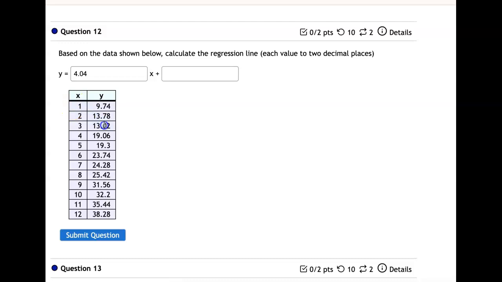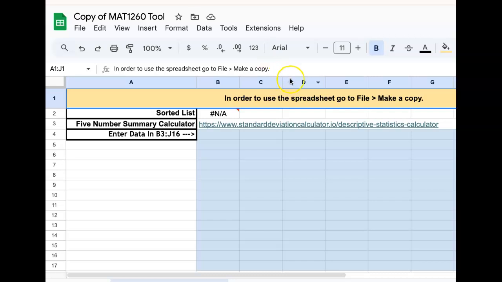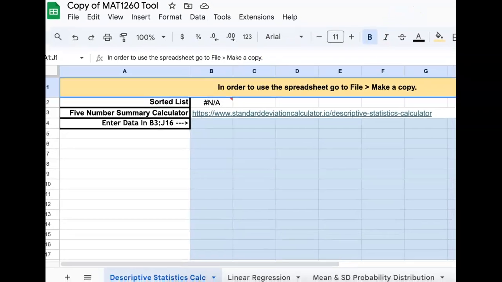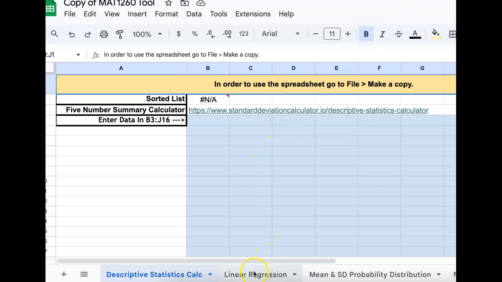Hey guys, I just wanted to show you the linear regression tool that I have in the Google Doc and how you can use it. This is an example of where you want to calculate the regression line. So I'm just highlighting the data, doing Command C or Control C to copy it to my clipboard, and then coming over here and going down, you can see this, down to the linear regression.